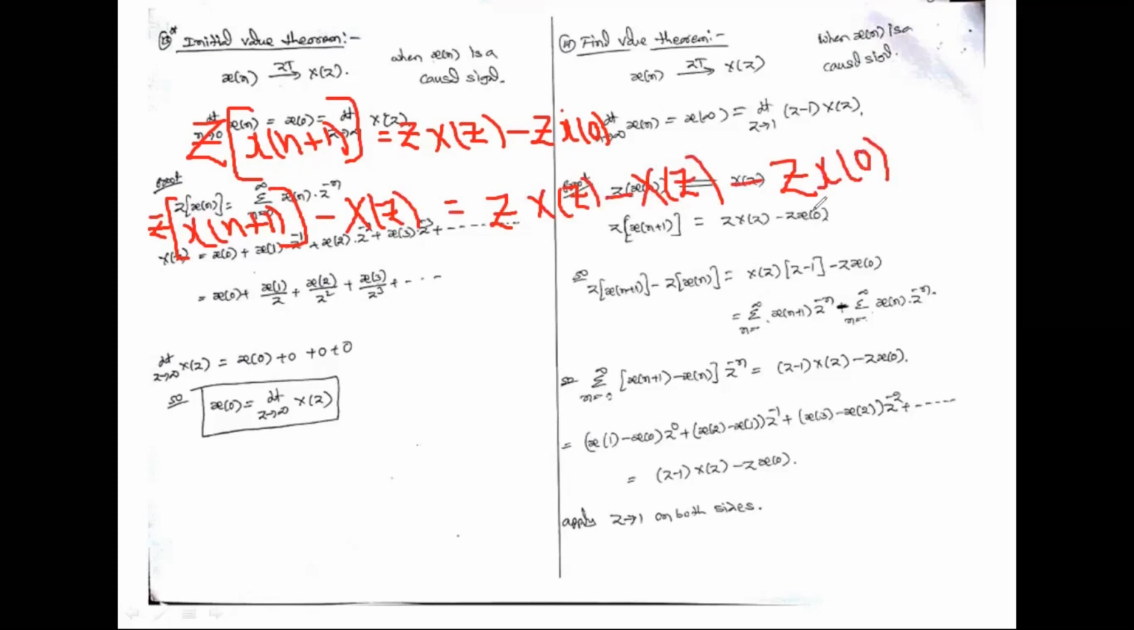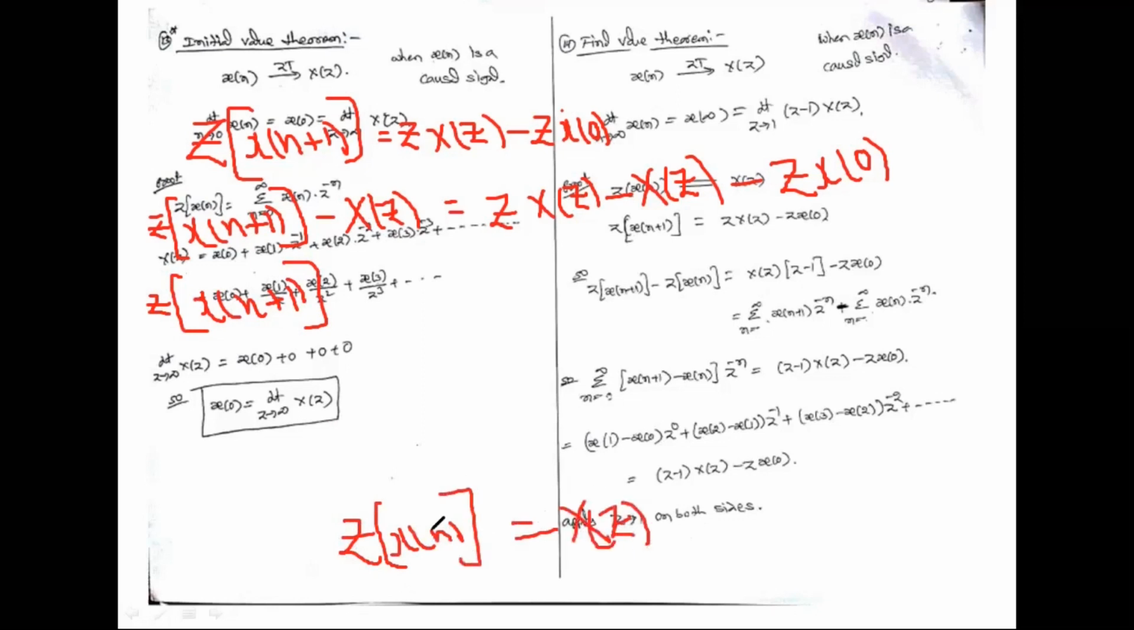Why is the statement saying that x of z is multiplied with z minus 1? Already z is there, so you subtract x of z, and taking x of z as common, you get z minus 1. To prove the final value theorem, I am subtracting x of z on both sides. So on the left hand side, I am rewriting that as the z transformation of x of n plus 1. What is x of z actually? You can write it as the z transformation of x of n is equal to x of z only.